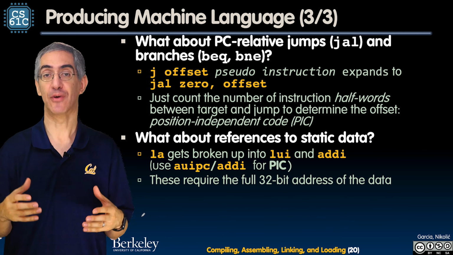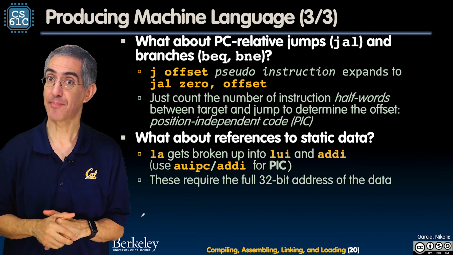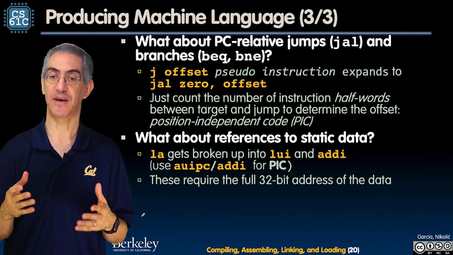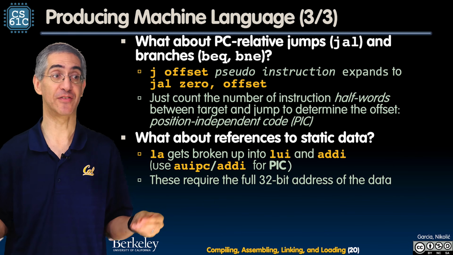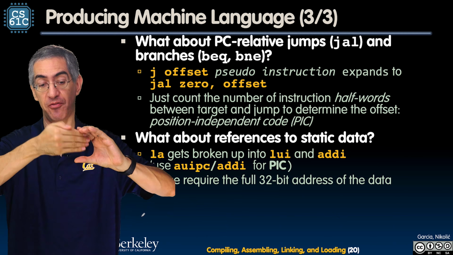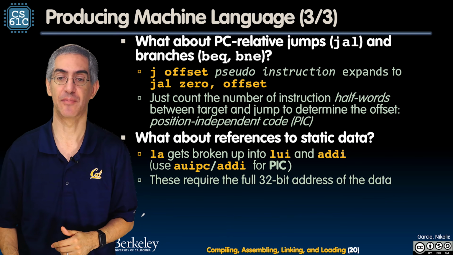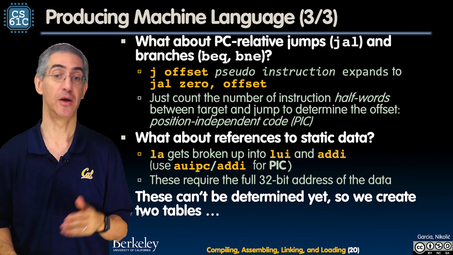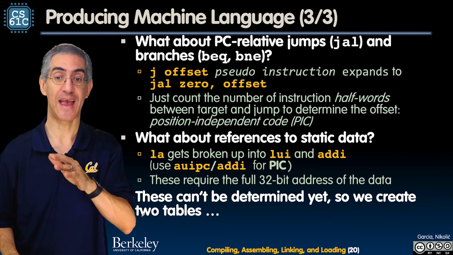So load address becomes a lui and addi. If I want position independent code, I talked about that before, I want to use the add upper immediate PC. But if I use a lui and addi, these require the full 32-bit address, the final resting place, not relative to where it is in my .o file, but the final resting place in a.out, and that's going to be trouble. So that isn't position independent code at all. So those we can't determine yet. A lui and addi we cannot determine yet. We can use add upper immediate PC, but we can't for a lui.